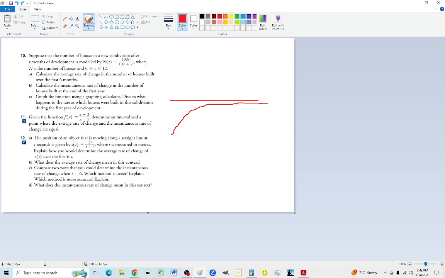Calculate the average rate of change. So that's n of 12 minus n of 0. By the way, n of 0 is 0. So only n of 12 divided by 12. Oh, 6 months. So n of 6 minus 0 over 6. Calculate the instantaneous rate of change in the number of houses at the end of the first year. So that's n of 12. Graph the function using a graphing calculator. Well, let's start backwards. It will always help us to see it.